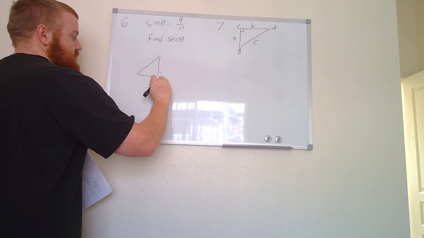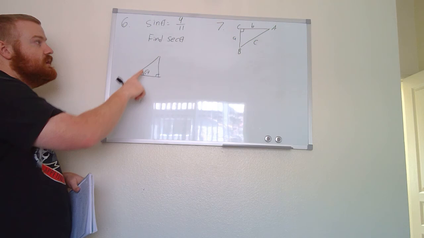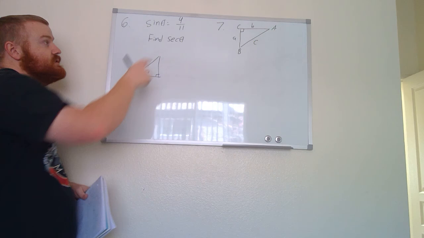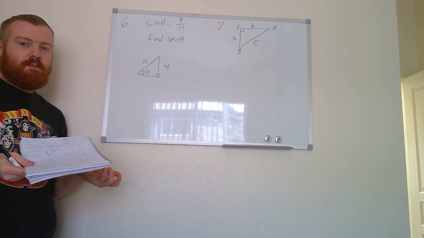So I'll put my right angle here. Now theta you can label as either one of the two remaining angles. I usually put it down here on the bottom, but it does not matter where you draw it. So sine of theta is equal to 4 over 11. Sine is opposite over hypotenuse. So the opposite will be 4, the hypotenuse will be 11. So secant, once again, is the opposite of cosine. Cosine is adjacent over hypotenuse, so this would be hypotenuse over adjacent.